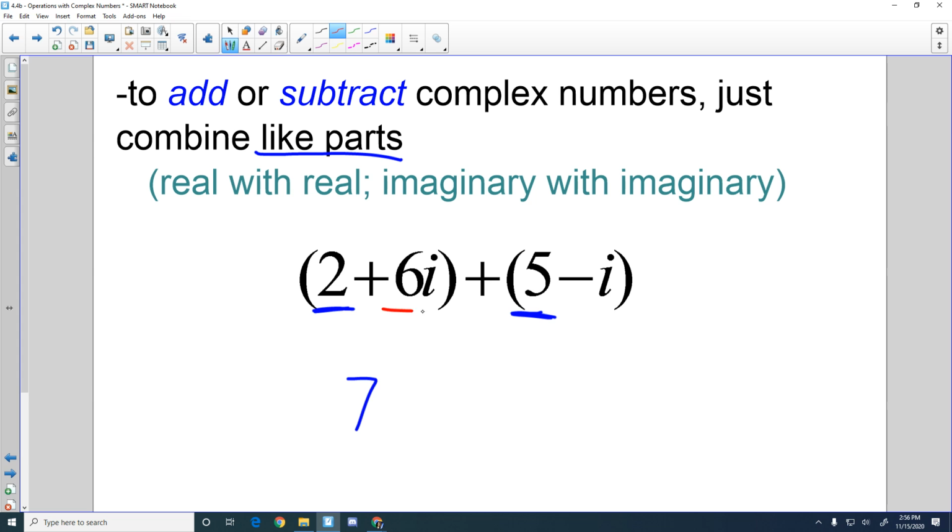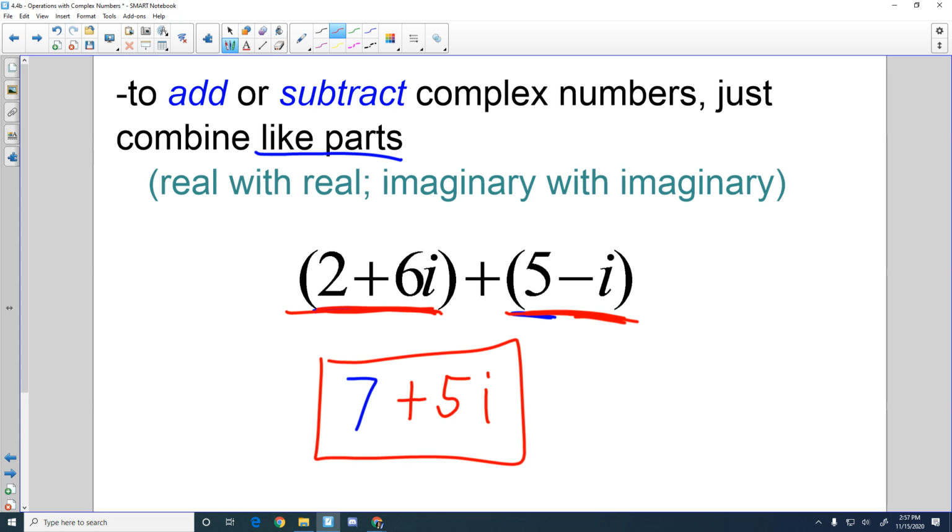And then we add imaginary parts with other imaginary parts. So if I have 6i and I subtract one of those i's, I'm left with 5i. So if I add these two complex numbers, we have 2 plus 6i plus 5 minus i, we get this new complex number, 7 plus 5i. Very straightforward.